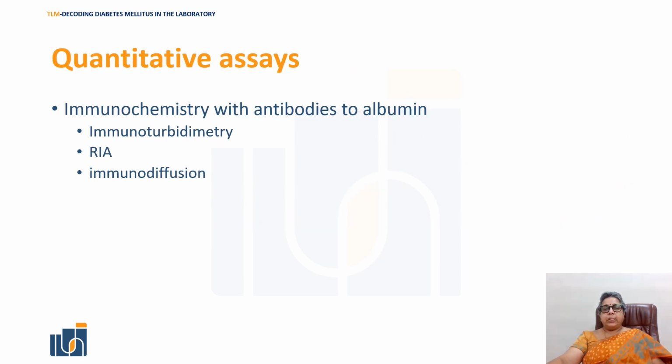The quantitative assays, you use immunochemistry with antibodies to albumin. So you use immunoturbidimetry, RIA or immunodiffusion. So using any one of these principles, we will measure urine albumin, and that you can do using your routine chemistry analyzers also.